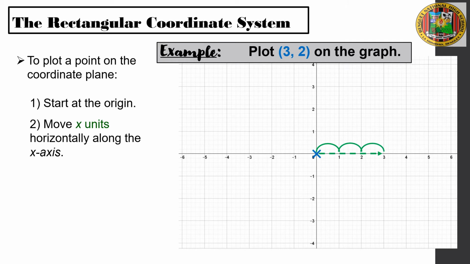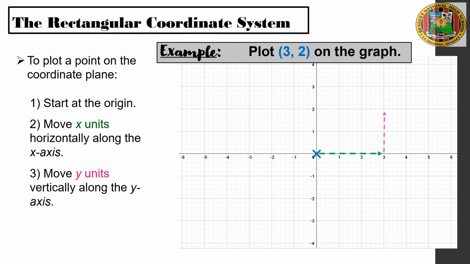From that point, we next move along the y-axis according to the y-coordinate. Positive 2 means that we move up 2 units. Now that we've moved along the x and y axes, we have arrived at the location of point (3, 2), which we now label as point A.